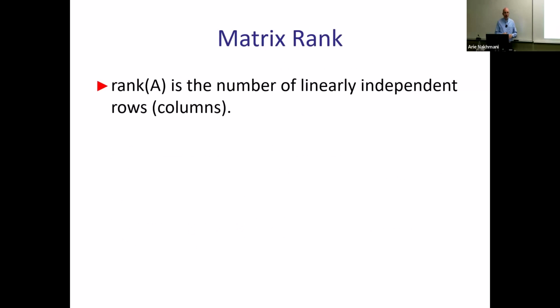Okay, just to remind you, the rank of the matrix, and this is what we will be dealing with, is the number of linearly independent columns or rows in the matrix. And this number is the same for rows and columns. So if you have m linearly independent columns out of n, then you have the same number of rows which are independent.